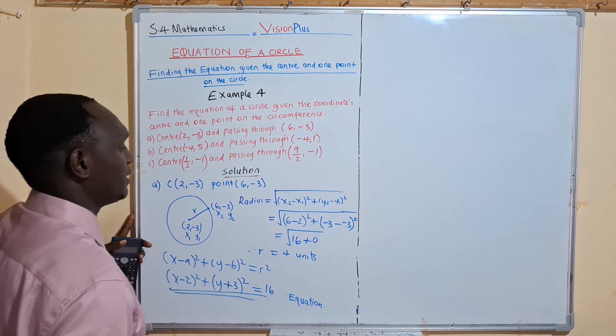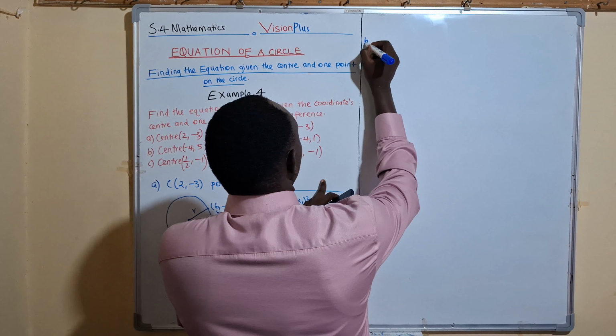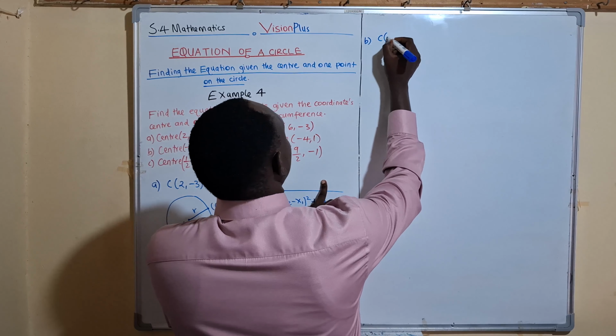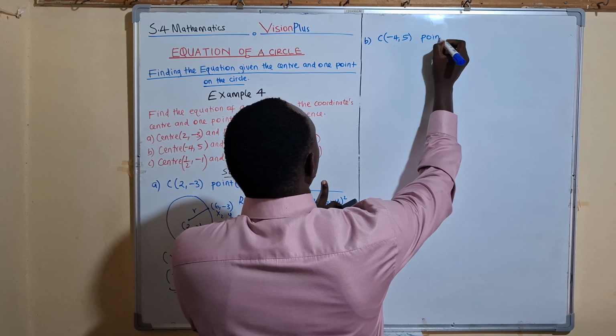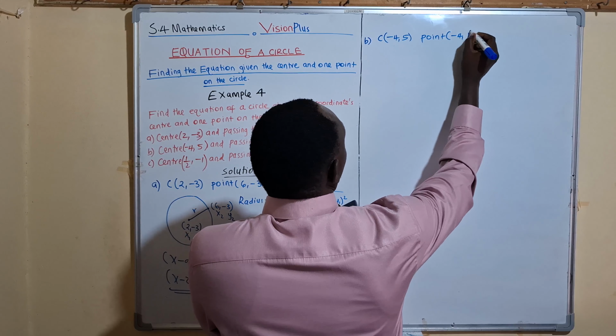In the same way, we are going to do part B. So please stop the video and try it out so that you check your own understanding. Be honest with yourself, please. The center is (-4, 5), and we have a point on the circumference giving us (-4, 1).